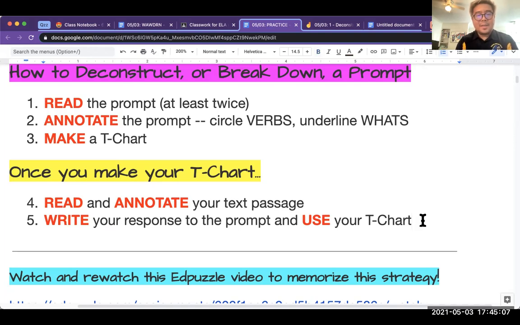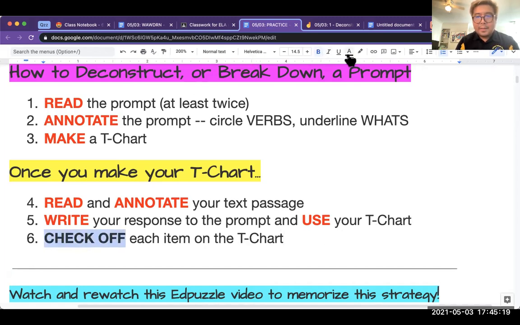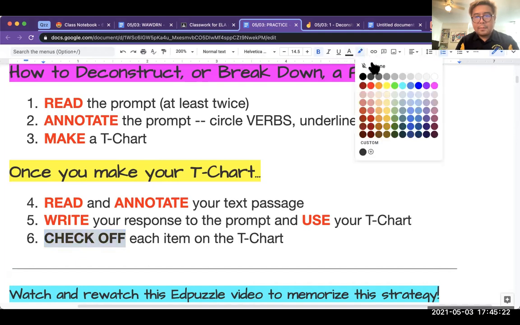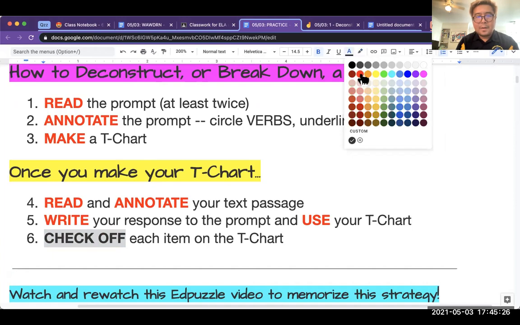I'm going to add something here: check off each item on the T-chart. I will go over that later when I show you an example of the T-chart.